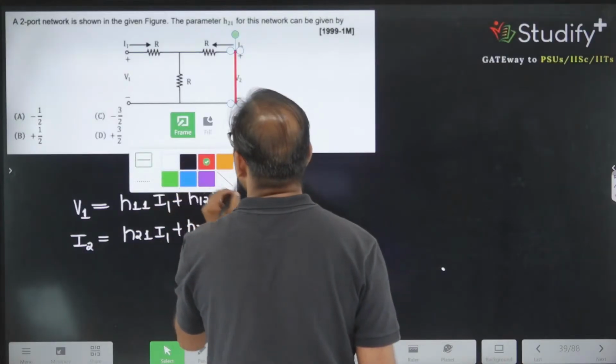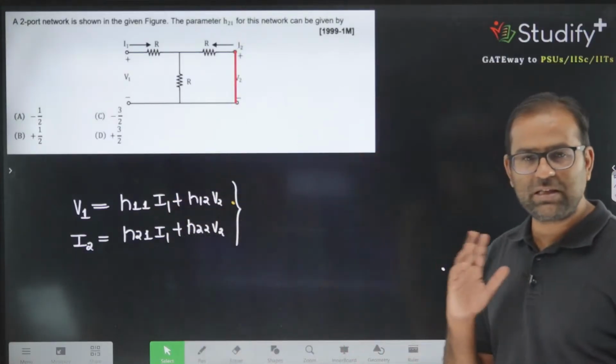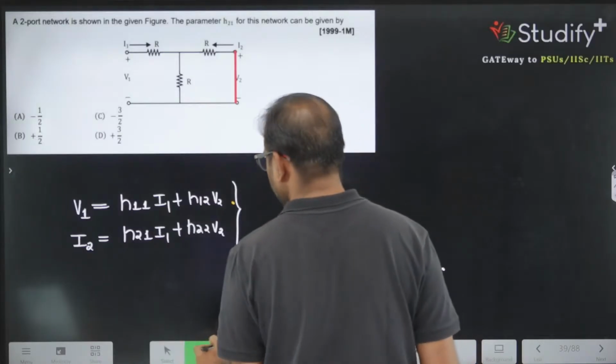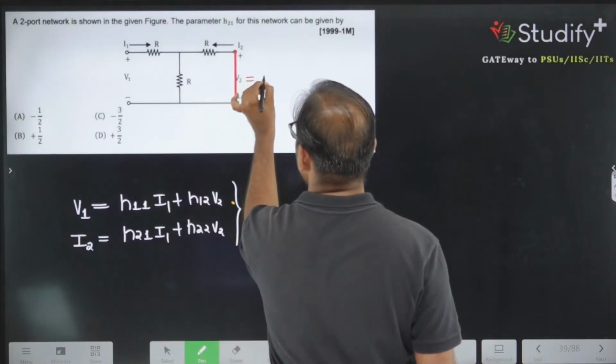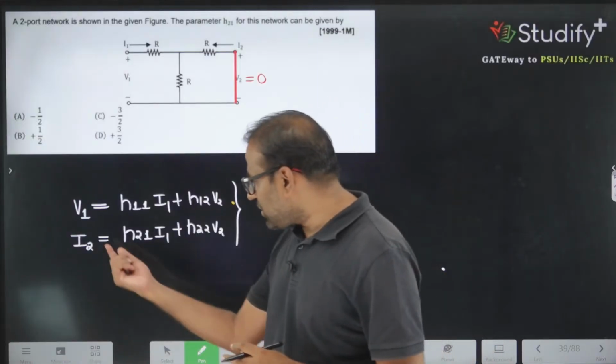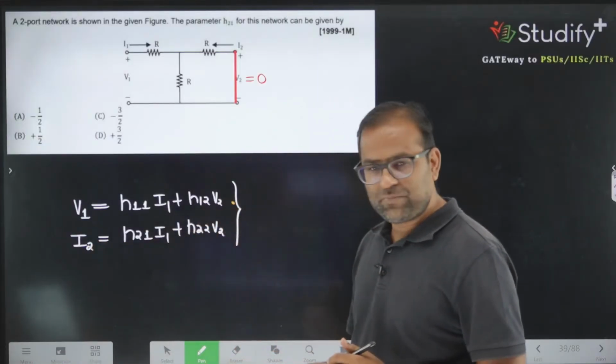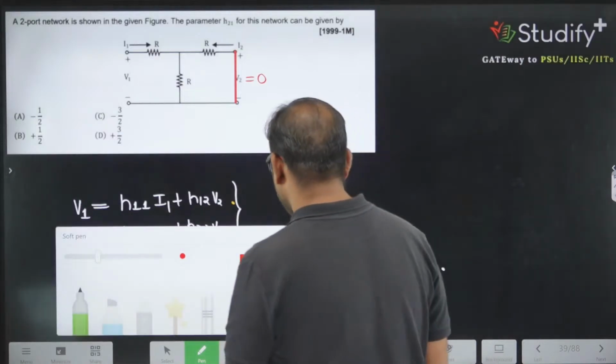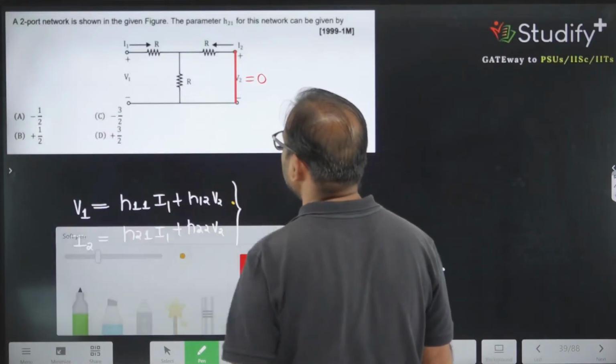We are replacing V2 by a short circuit. So V2 is equivalent to 0. So we have replaced V2 by a short circuit. If V2 is replaced by a short circuit, which relationship do we want? We want the relationship between I2 and I1. I2 by I1 is known as the H parameter. Okay, let's see how we can write this relationship.